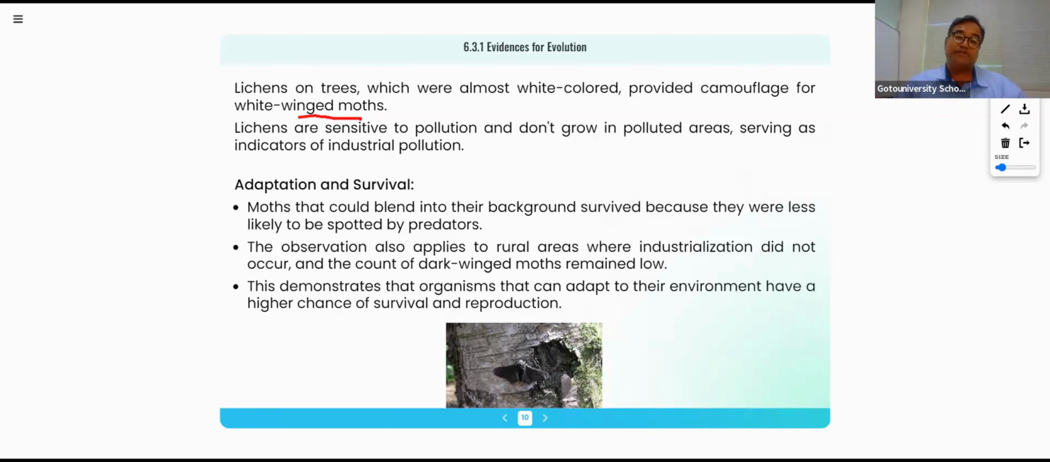Now we are coming to adaptation and survival. Moths that blended into the background survived because they were less likely to be spotted by predators. That is the reason we say those with the exact background survive. Those in contrast in color will not survive; they will be taken by the predator very easily, right? Does anyone have any doubt?